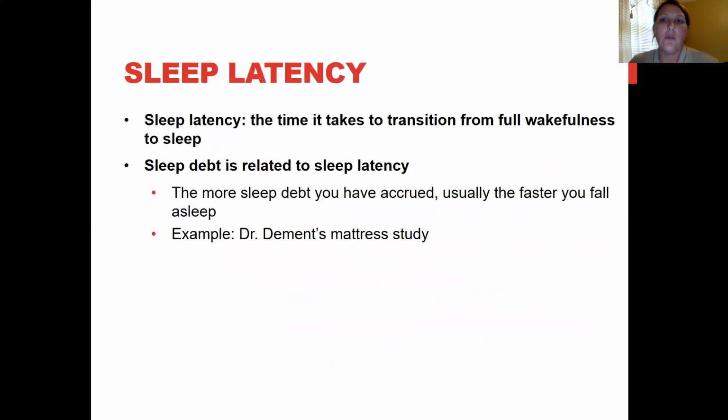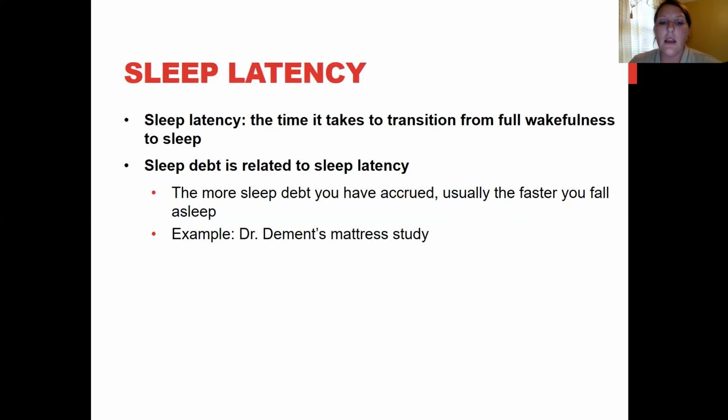okay, so sleep latency is the amount of time that it takes to go from full wakefulness to sleep. So it's how long does it take you to fall asleep? So you might hear me talk about sleep latency all throughout the semester, and I'm always referring to how long it takes you to fall asleep. And of course, sleep debt is related to sleep latency. The more debt you've accrued, the tireder you are, and the faster you're going to fall asleep.